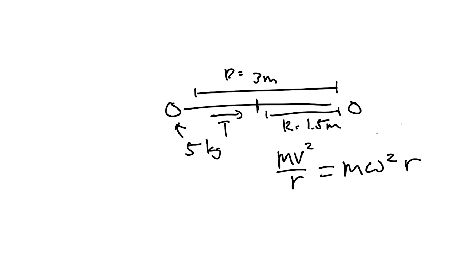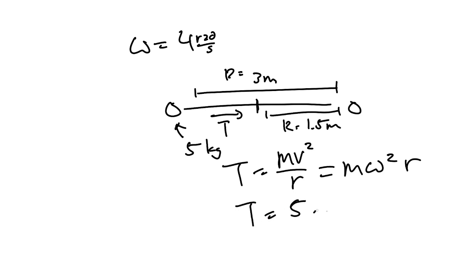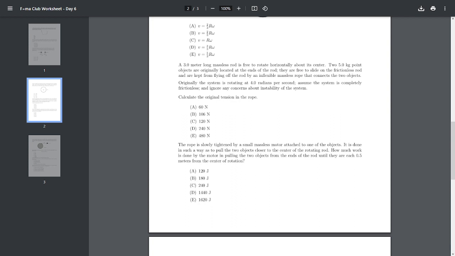But we have our radius now. We know that our angular velocity originally is going to be 4 radians per second, right? So that means our mass is 5 kilograms. So our tension force must equal our centripetal force, which means that our tension force equals 5 times 16 times 1.5. And if we plug that in, that's 80 times 1.5, which is going to give us 120 newtons. And if we look back at our options, we can see that that is going to give us option C.